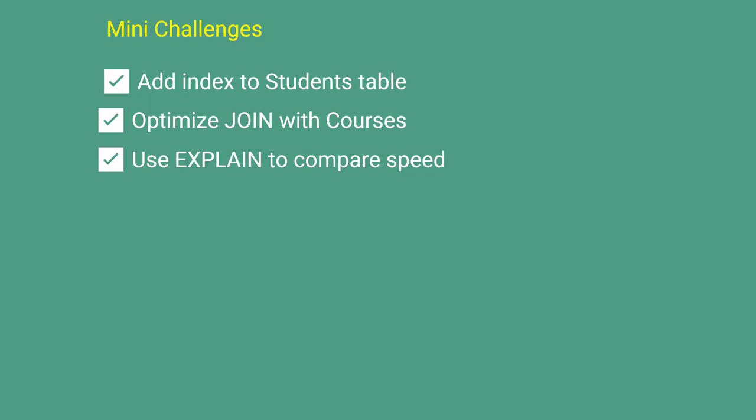Try these mini challenges. Add an index to the students table, optimize a join with the courses, and use EXPLAIN to compare query speed.